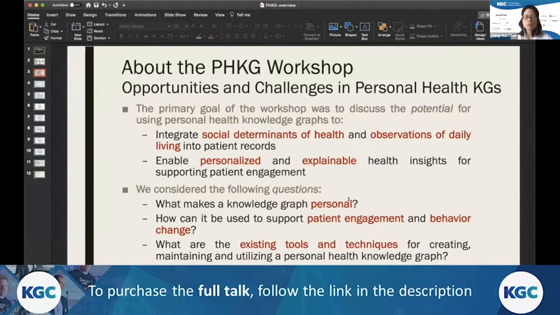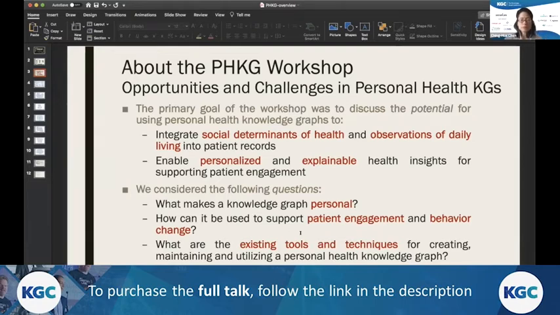Our primary goal was to talk about the potential for using personal health knowledge graphs to integrate social determinants of health and what some people would call observations of daily living into patient records, so that the patient record is not just about the electronic health record as we know it today, but also includes other aspects of people's lives that are important, in particular for engaging them in their own care and helping them to make lifestyle changes that we know can prevent costly health conditions down the road.